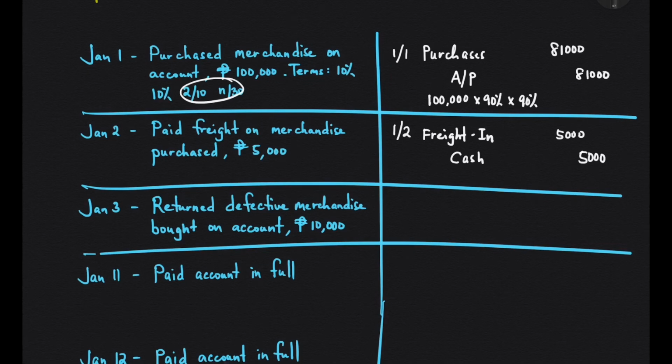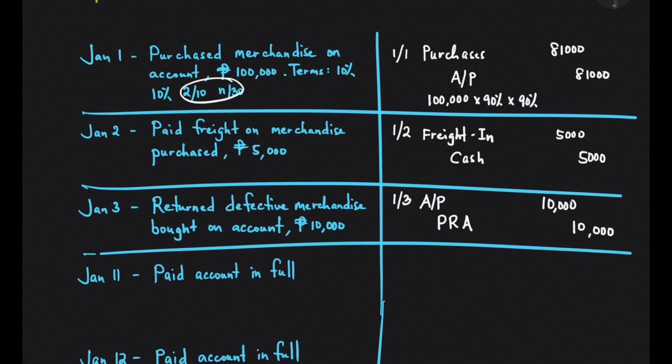Okay. Then for January 3, return defective goods. For returns, you will just reverse the initial entry, but this time you will use purchase returns and allowances. So debit accounts payable, credit purchase returns and allowances. And that is 10,000.